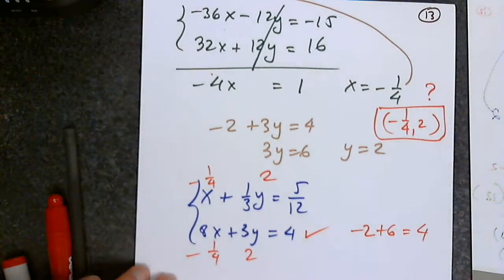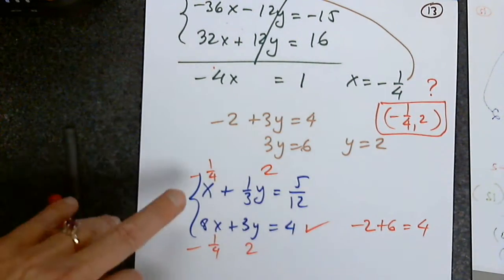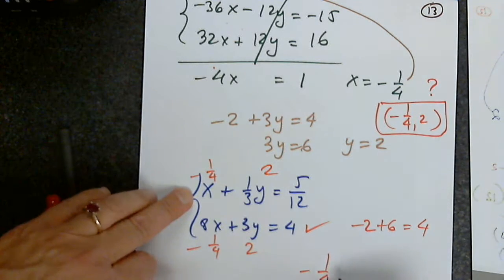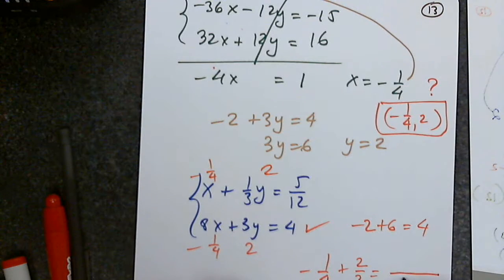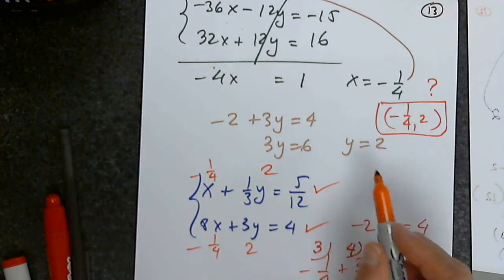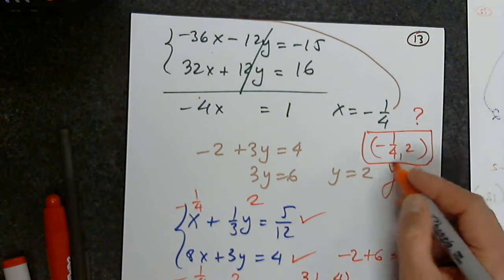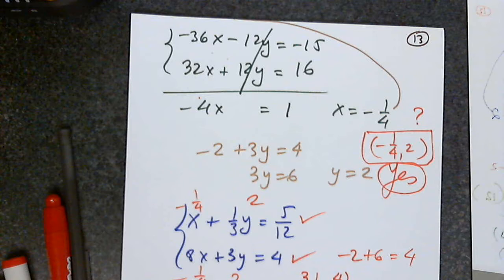This is done. Now I'm checking this one. Negative 1/4 plus 2/3. I need to find the least common denominator, which is 12. This has to be multiplied by 3, and this has to be multiplied by 4. Negative 3 plus 8. Yes, the answer is 5/12, which is this. And I would say absolutely yes. And that's the only solution.